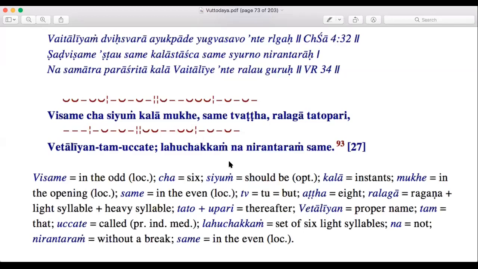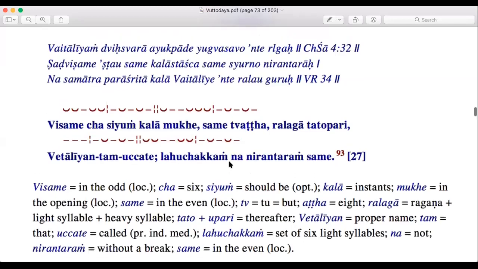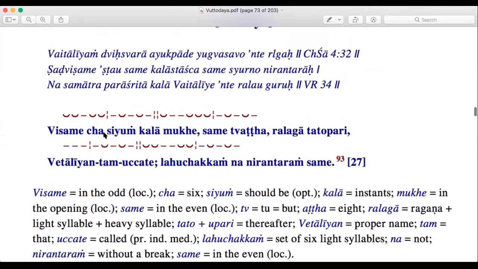So I will repeat the rules. In the first and the third lines, there should be 6 moras first, and after those 6 moras there is a Ra group, and then 1 lahu and 1 garu, right? Third line also same, 6 moras, Ra group, lahu and garu. In the even lines, 8 moras, then Ra group, then lahu and garu. 8 moras, Ra group, lahu, garu.